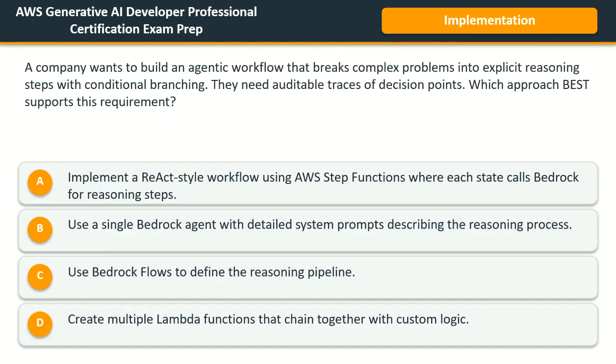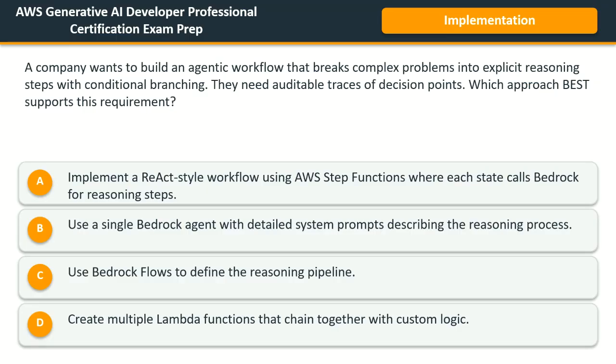This question is really about auditable reasoning. They want explicit reasoning steps, conditional branching, and clear, reviewable decision points. That immediately pushes you towards explicit orchestration, not hidden reasoning inside a single model call. AWS Step Functions gives you visible state transitions, choice states for branching, execution history for auditing, and clean separation between reasoning and orchestration. A ReAct style pattern maps perfectly to Step Functions states. That is why A is the correct answer.